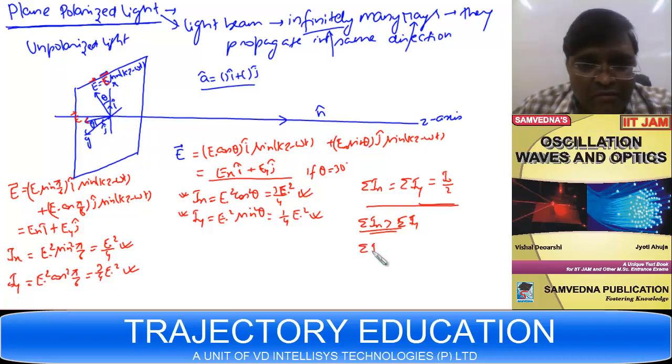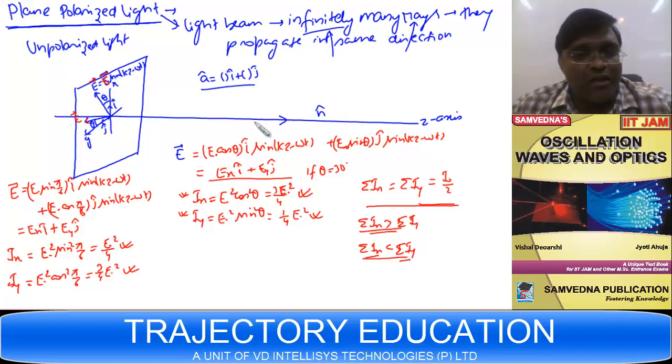If sigma Ix is less than sigma Iy, then the electric field makes a smaller angle with y compared to x. So the direction which makes a smaller angle with y is more probable for the field vibration compared to the direction which makes a smaller angle with the x-axis. That's why sigma Ix is less than sigma Iy. That's also the case of partially polarized light. Get your point?